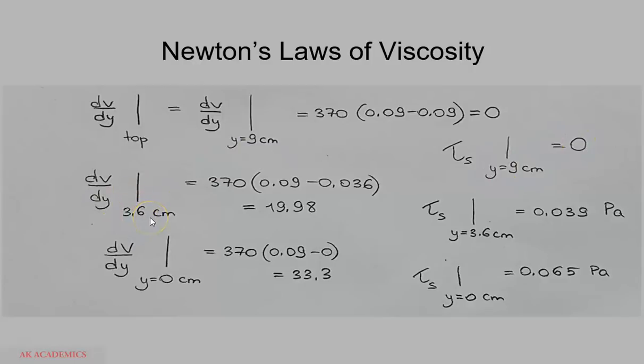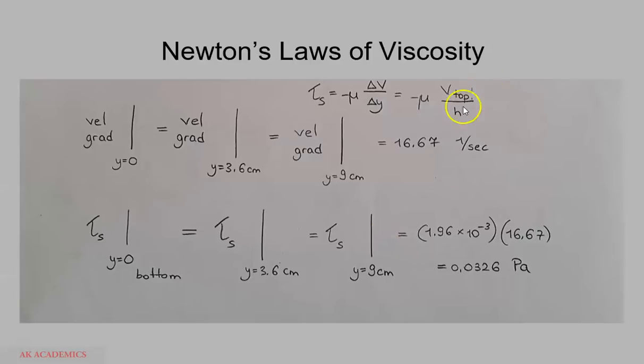Also at 3.6, when the variable plate is at 3.6, the velocity gradient dv/dy will be equal to 370 multiplied by (0.09 minus y), and y is 3.6 centimeters. Convert that to meters. We have 0.036, and that gives us 19.98 for the velocity gradient. If the velocity gradient is 19.98 at 3.6 centimeters, it means our shear stress at that level will be equal to the viscosity multiplied by the velocity gradient. The viscosity, we know that already.